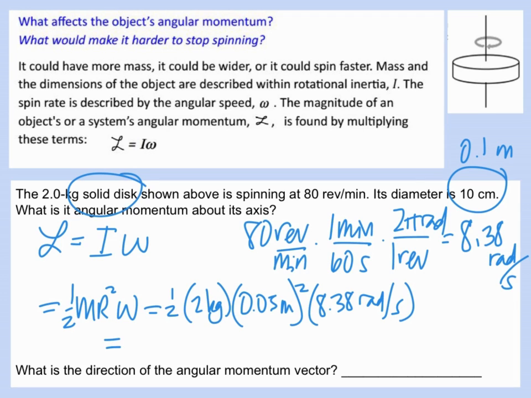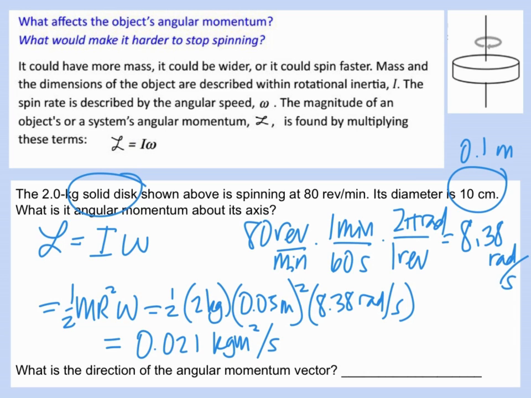It's a pretty small number. That is pretty common for everyday objects that have fairly low speeds and fairly small masses. So 0.021 kilogram meters squared per second. The radians, of course, will cancel out. So that's our standard unit for angular momentum, kilogram meters squared per second. Not something to memorize, something to notice as you plug values into the formula.